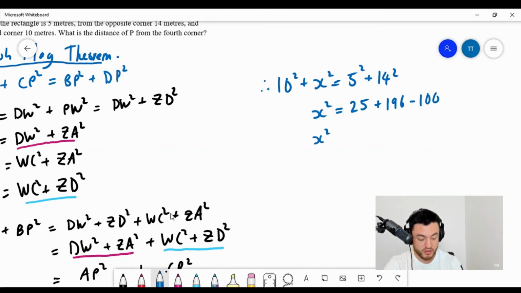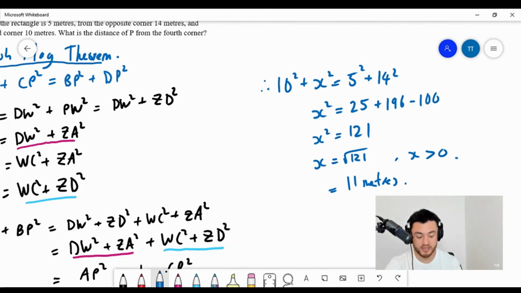So x squared, what's that going to leave us with? 121. All right, so obviously when we take the square root of both sides, we will only consider positive x, and we will get 11 meters. Okay, so the distance of x is 11 meters.